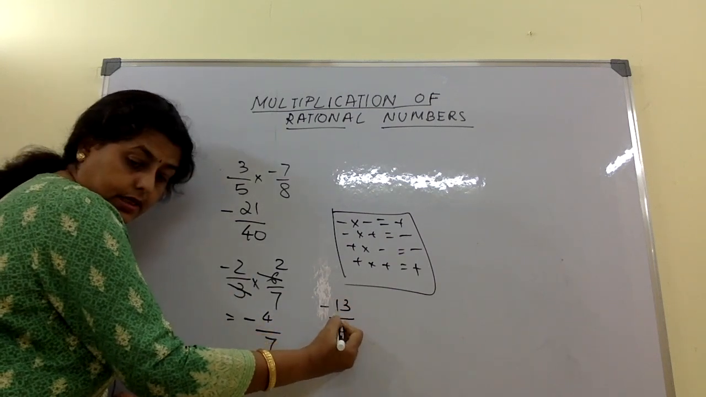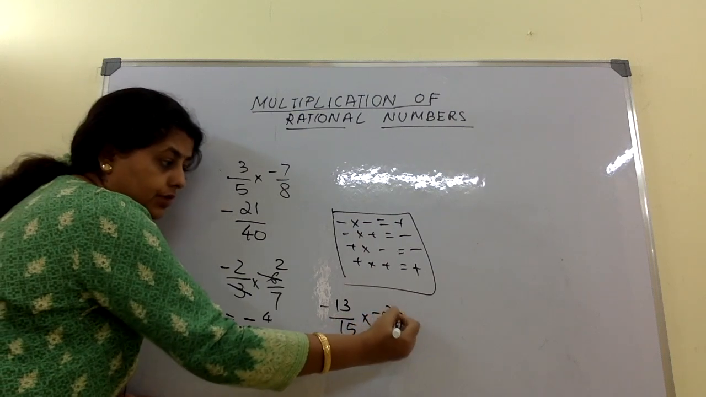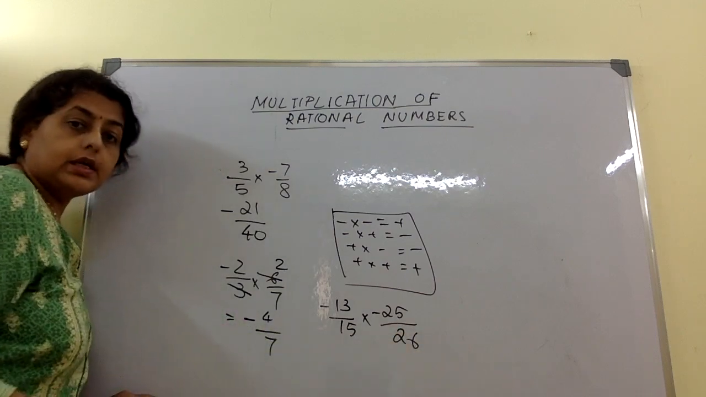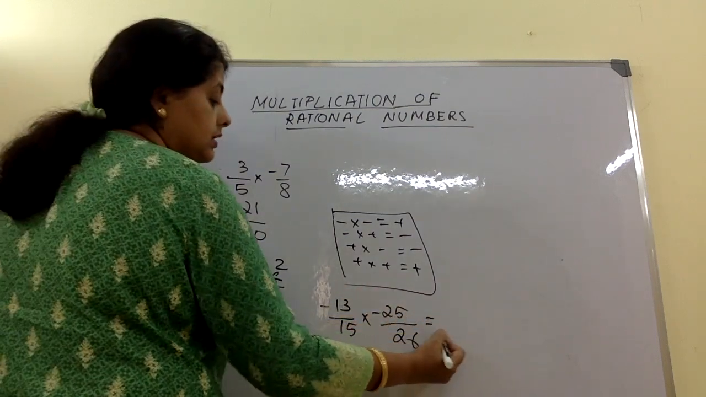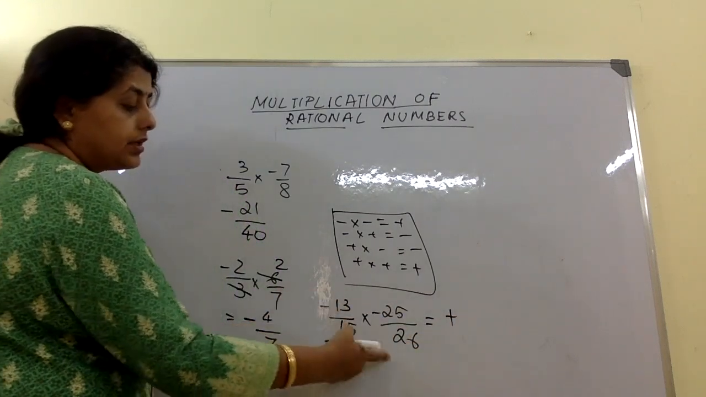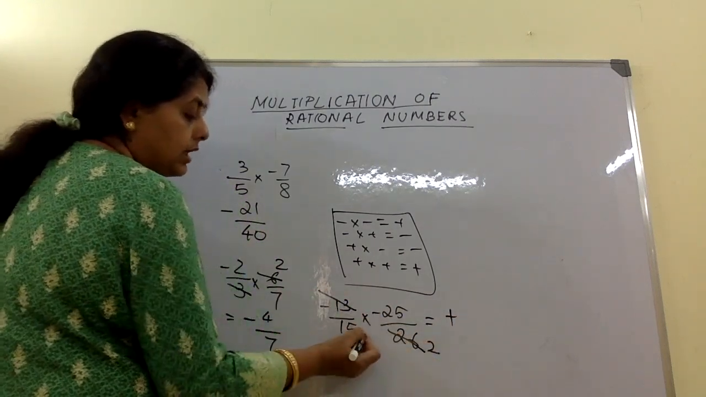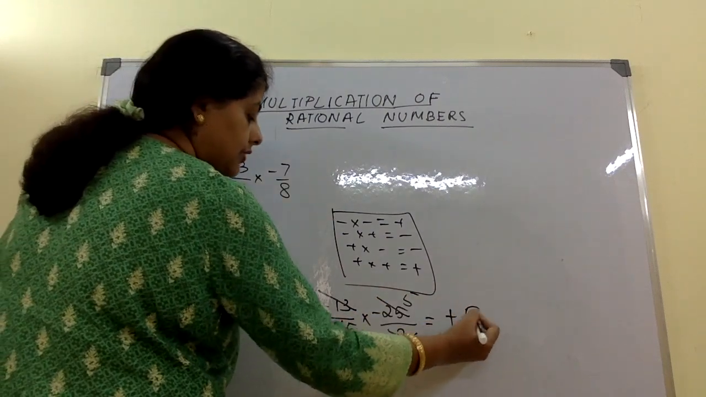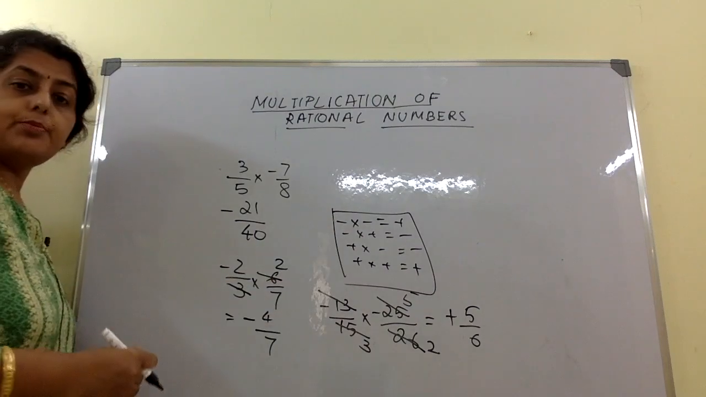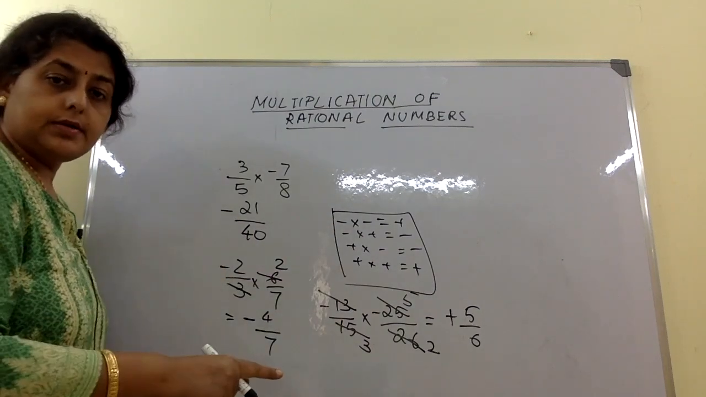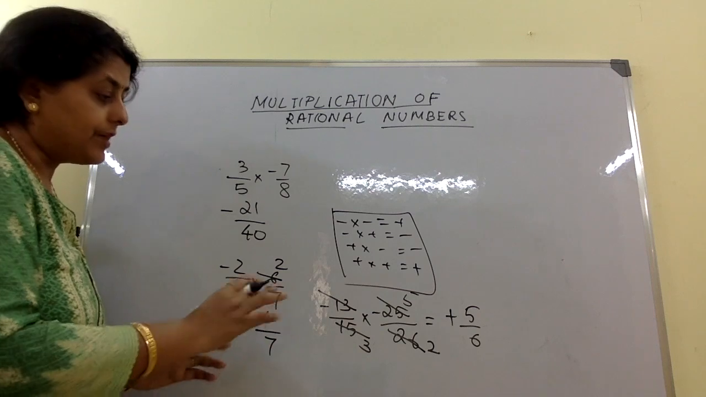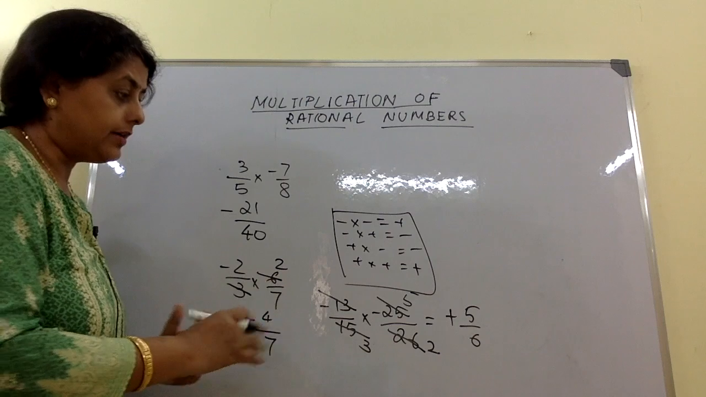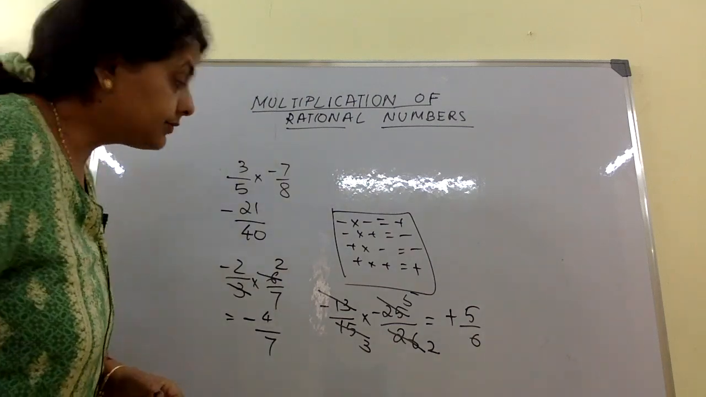Let me take another one quickly. Minus 13 by 15 into minus 25 by 26. Okay, here we have negative with negative, so the answer is going to be positive. 13 and 26 cancel, so 2, and this is 5 with a 5 and a 3, so this is 5 by 6. Okay, 5 by 6 is my final answer.